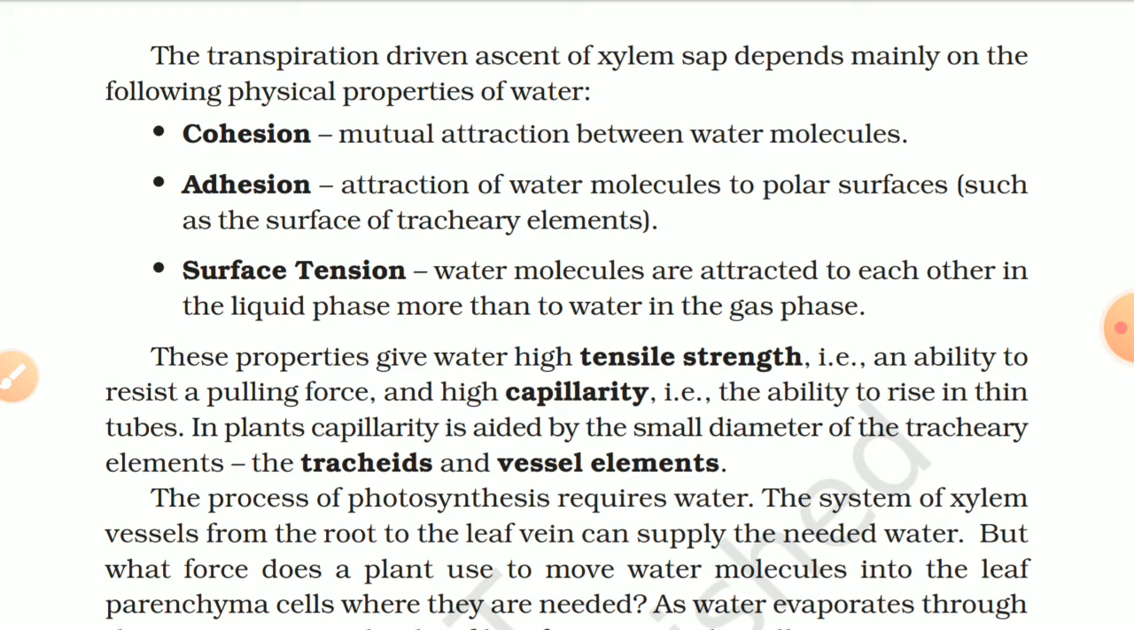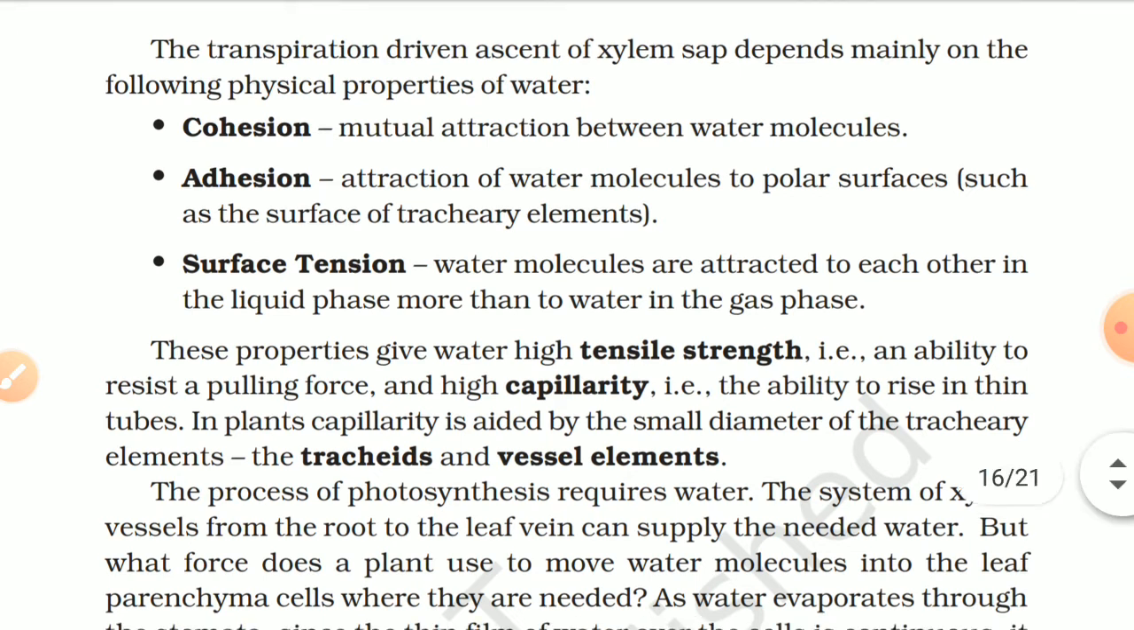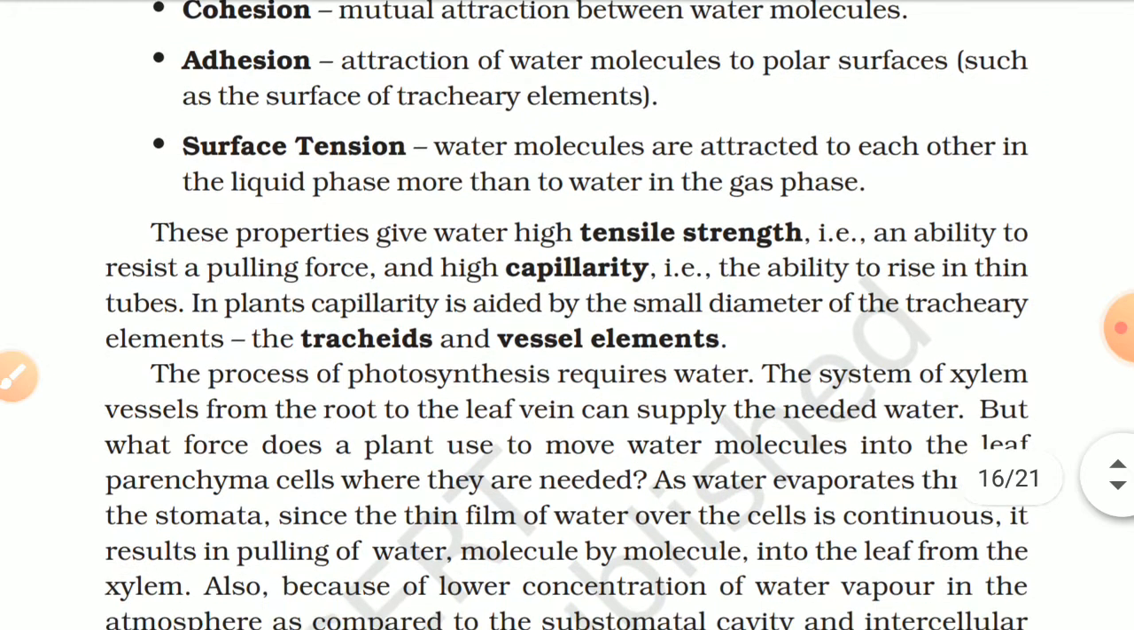Surface tension, water molecules are attracted to each other in the liquid phase more than to water in a gas phase. These properties give water high tensile strength, that is an ability to resist a pulling force, and high capillarity, that is the ability to rise in thin tubes. In plants, capillarity is aided by the small diameter of the tracheary elements, the tracheids and vessel elements.